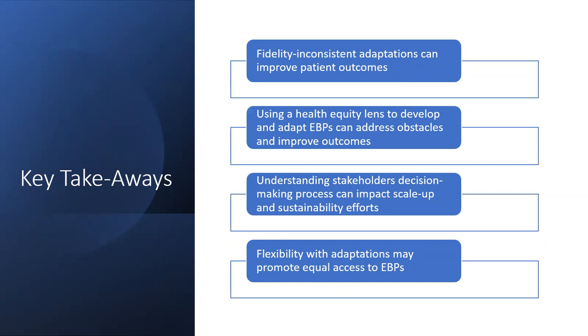So some key takeaways are InShape had a fidelity and consistent adaptation that addressed social determinants of health at 5 sites that improved patient outcomes. And there's a need to consider whether fidelity and consistent adaptations to EVPs may reduce inequities in access to and use of care for health disparity groups. And using a health equity lens and considering social determinants of health to develop and adapt EVPs may be vital in addressing obstacles to access and could also improve patient outcomes.